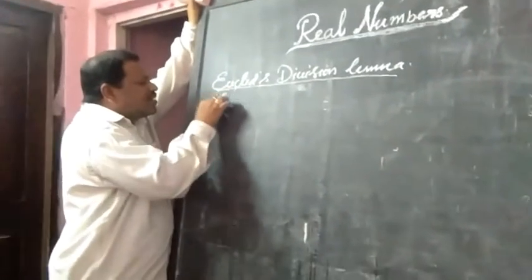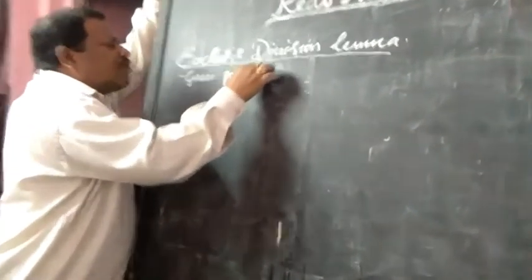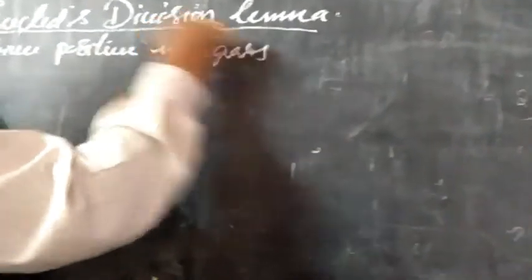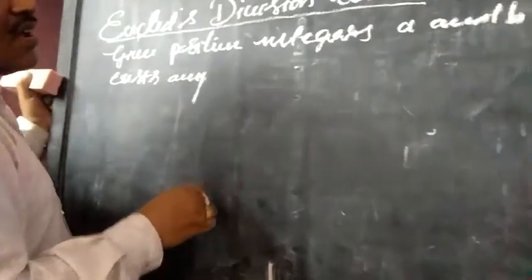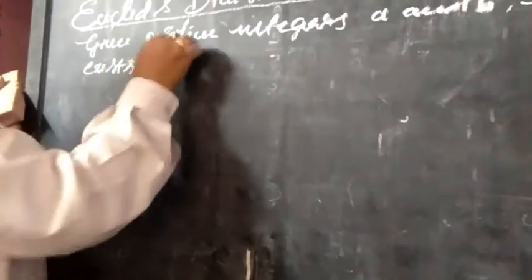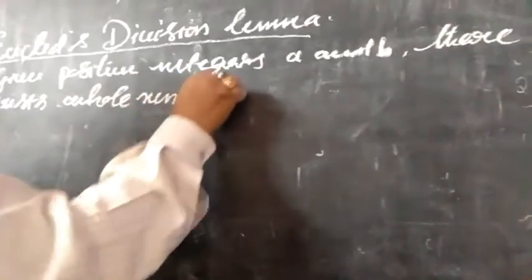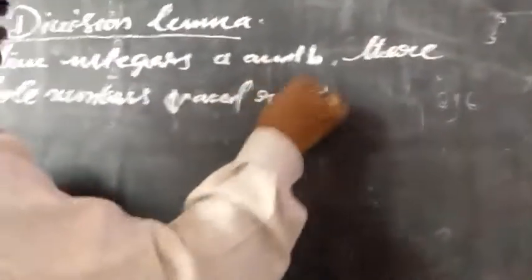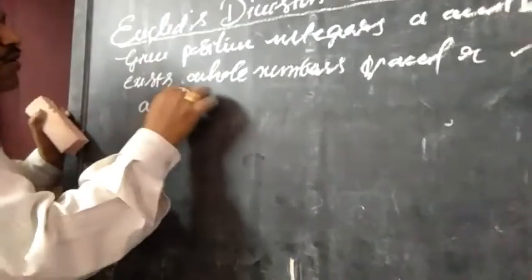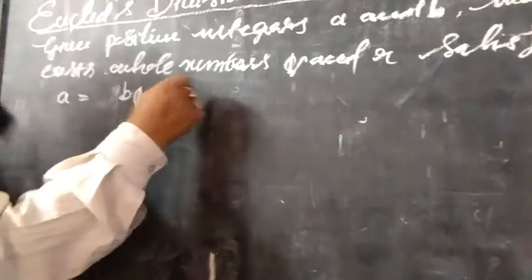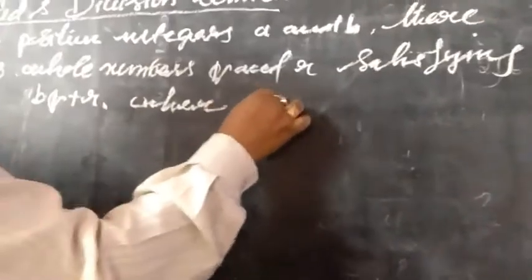Given positive integers a and b, there exist whole numbers q and r satisfying a is equal to bq plus r, where 0 is less than or equal to r less than b. This is called Euclid's division lemma.